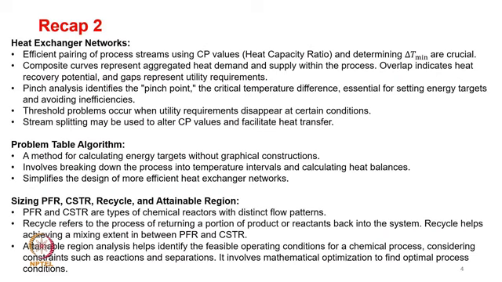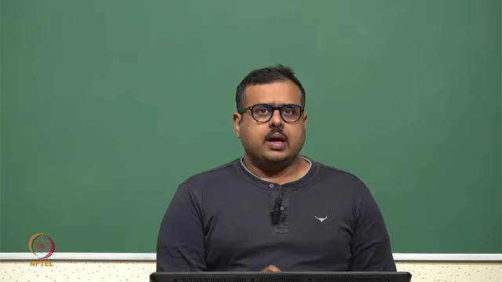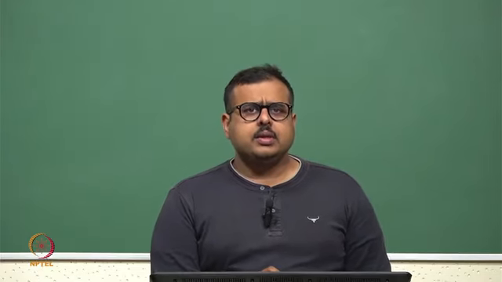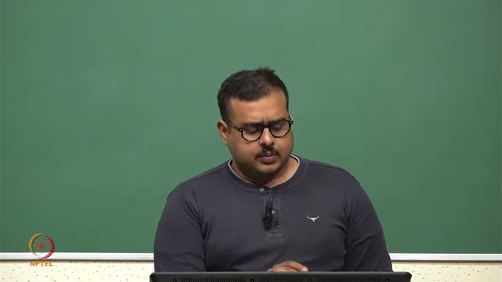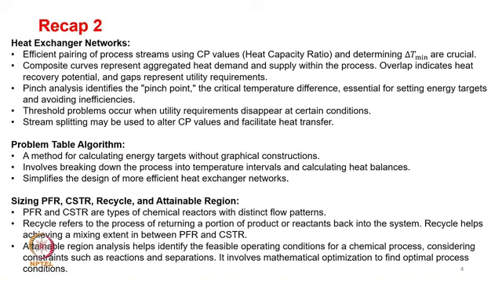So one standard way to do all of this is by looking at the profiles of the hot fluid and the cold fluid, but it may not be easy to visualize them. So how to do it in a mathematical way? An algorithmic way that helps you find out is the problem table algorithm.